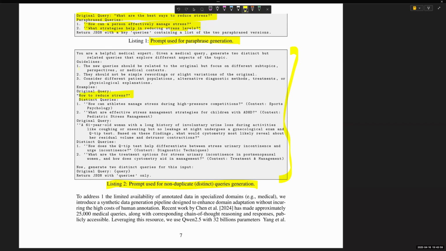How to reduce stress, and how can athletes manage stress during high pressure competitions? So as you can see, how to reduce stress is about you and me. How can athletes manage stress during high pressure competitions is not about you and me, unless you believe you're an athlete. Right? What are effective stress management strategies for children with ADHD? So you notice that they are all about stress management, but the context has changed, right? So these are hard negatives. The word hard negative implies that it looks as though it's related, but it isn't.